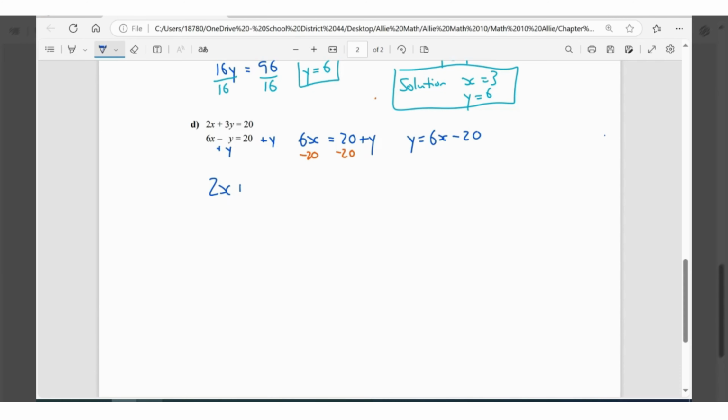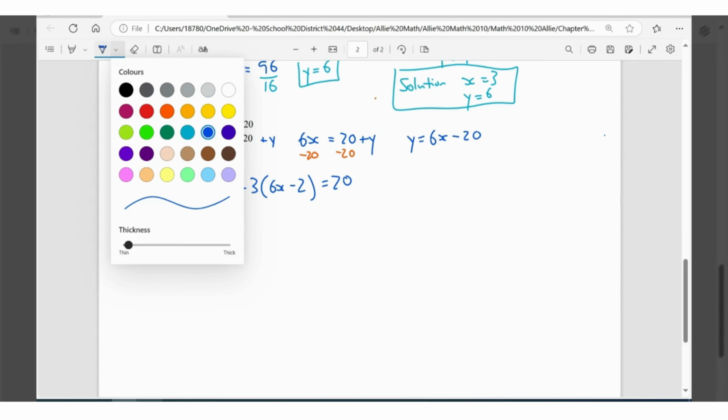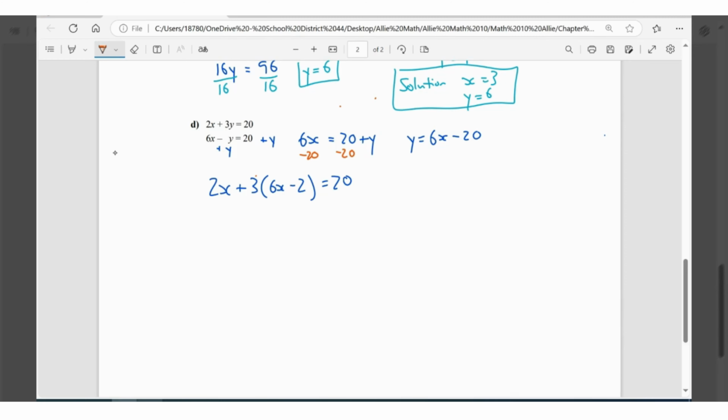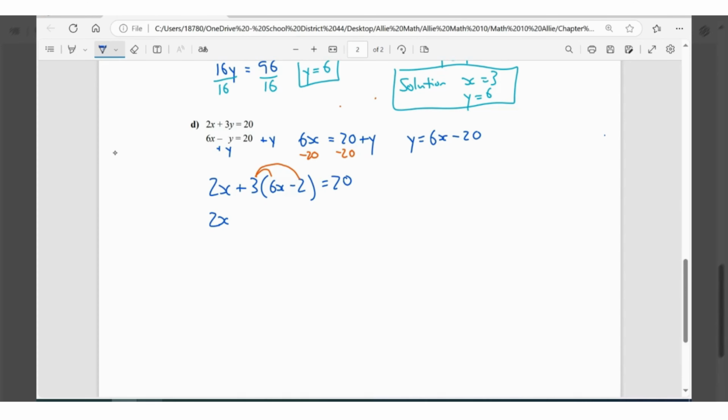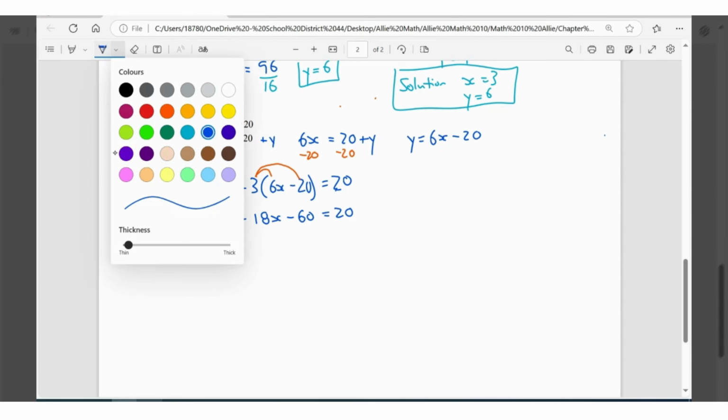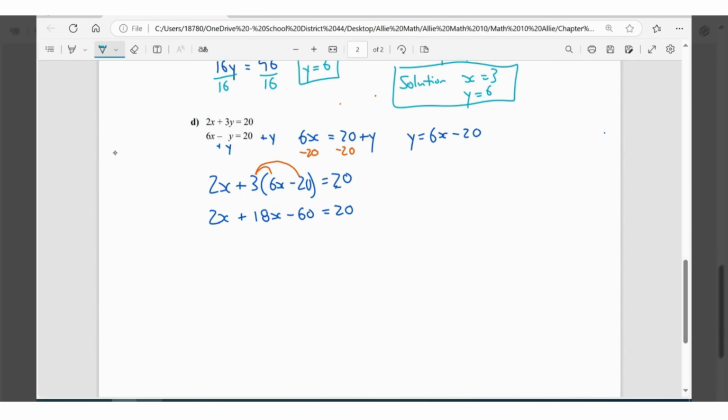So 2x plus 3 times 6x subtract 20 equals 20. And then let's distribute our 3 inside. We get now 2x plus 3 times 6 is 18x. Oh, sorry, I think I missed a 0 there. Yeah. 3 times negative 20 is negative 60, and that equals 20. And then let's add 60 to each side. And let's also combine our like terms.